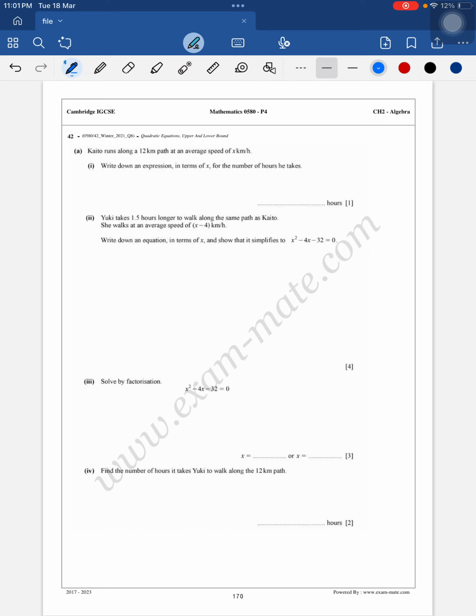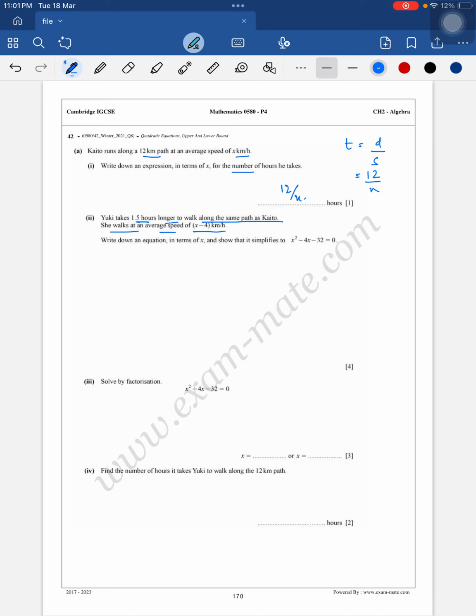Question number 42. Kato runs along a 12-kilometer path at an average speed of x kilometers per hour. Write down an expression in terms of x for the number of hours he takes. The 12-kilometer path is the distance and the average speed is x. So we have to take out time. Time is equal to distance upon speed. So distance is 12 and speed is x: 12 upon x. Yuki takes 1.5 hours longer to walk along the same path as Kato. She walks at an average speed of x minus 4 kilometers per hour.